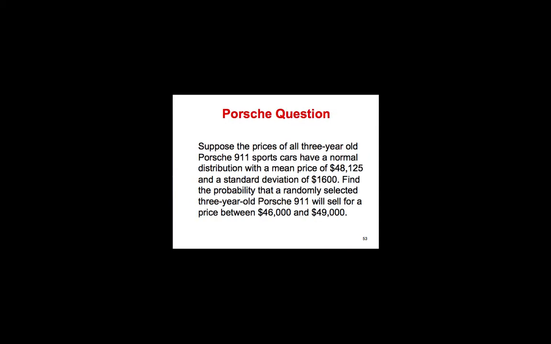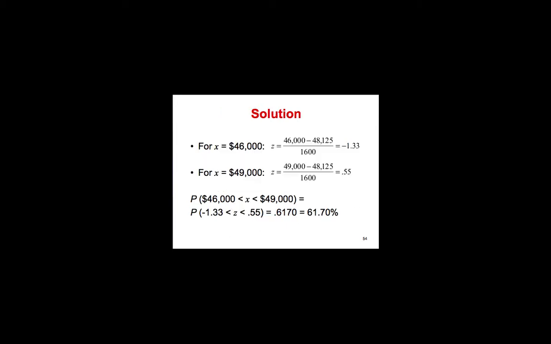So here's the question. Suppose the prices of 3-year-old Porsche 911 sports cars are normally distributed with a mean price of $48,125 and a standard deviation of $1,600. Find the probability that a randomly selected 3-year-old Porsche 911 will sell for a price between $46,000 and $49,000.